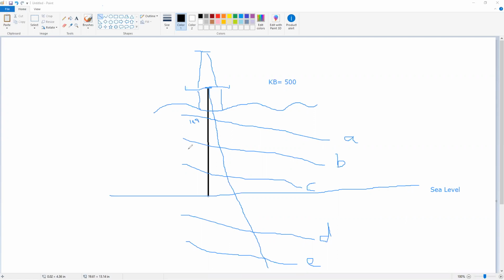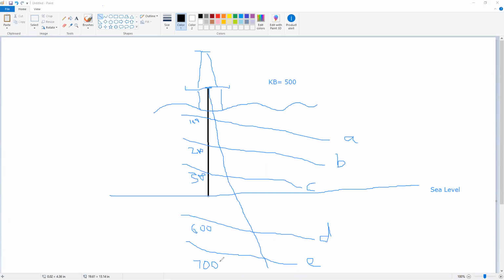and for B the TVD is 200, and C is 300, and the sea level is on the 500 TVD. While if I'm going to move on till D formation, probably it is on 600, and the E will be on the 700. These are my TVD values.